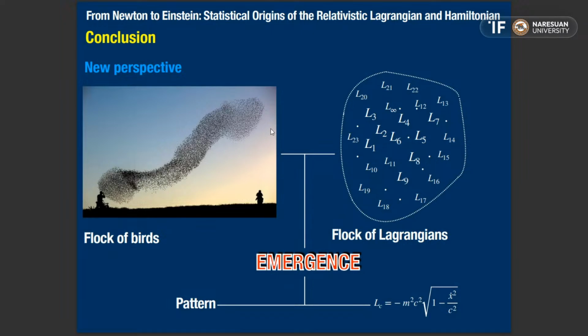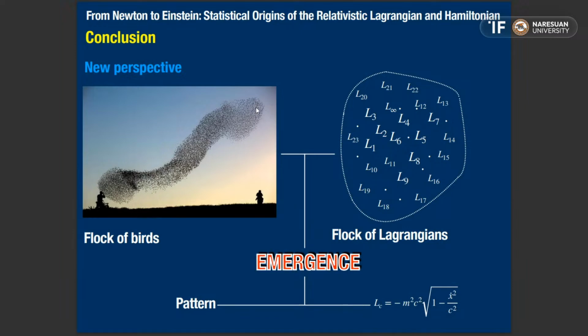So in this kind of new perspective, I would compare it to the flock of birds here. And we have a flock of Lagrangians. And in this, they exhibit a kind of pattern, right? And in this slide, they exhibit not a pattern, but this relativistic kind of thing, right here. That is my analogy. You might not like it, but well, this is my analogy anyway.